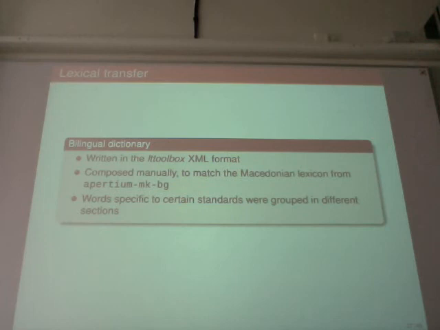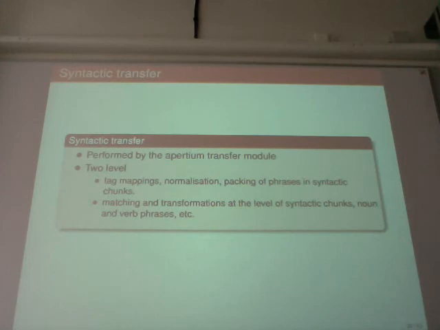The bilingual dictionary was likewise written in the toolbox format, composed manually to match the Macedonian lexicon. What we did was we sorted words specific to certain standards in different sections, so when the other direction is implemented, translations can be made to Bosnian and Serbian. Syntactic transfer is performed by the transfer module. It has two levels. The first level performs tag mappings, normalization, taking the phrases in syntactic chunks, and the second level matches those syntactic chunks and does operations on them.